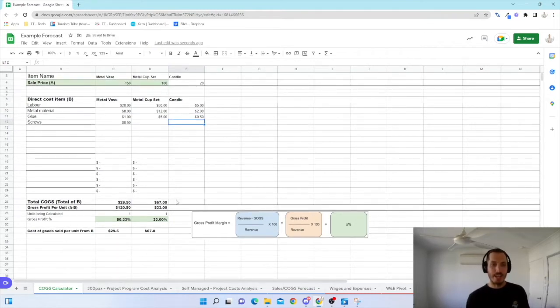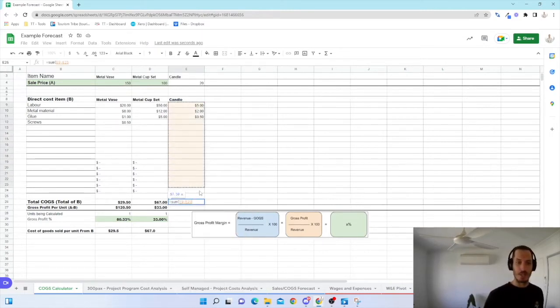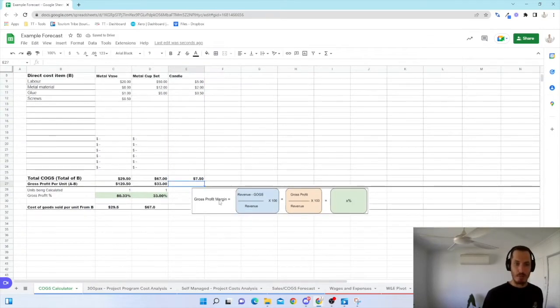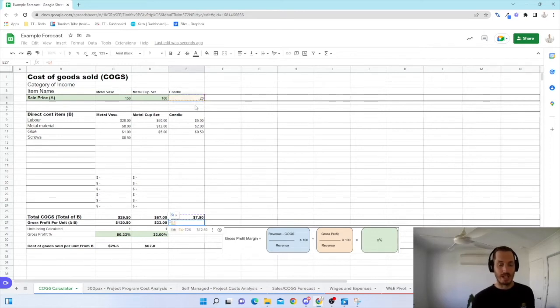Okay, from there, I need to make sure that my total sum of cost of goods sold is being generated. In this example, I'm going to use a really basic formula, which is equals sum, brackets, and then total price, total calculation. That'll give me $7.50. Then I need to start to generate my gross profit per unit. In this case, I'm just going to go equals my revenue minus my cost of goods sold, which gives me my gross profit per unit.